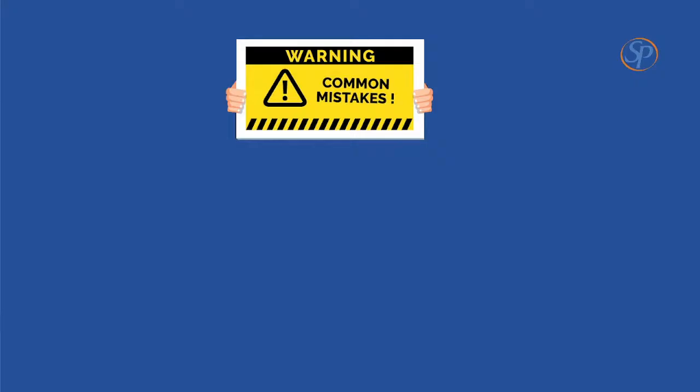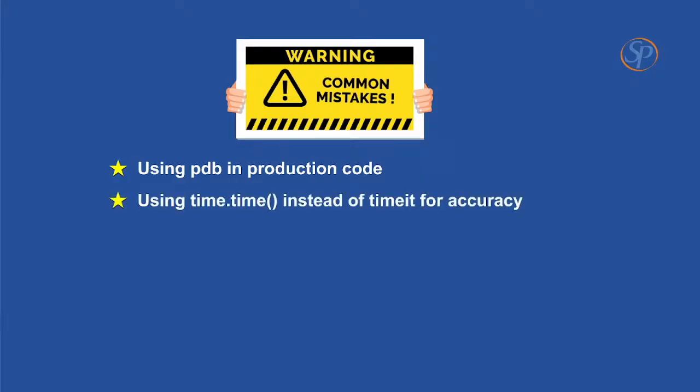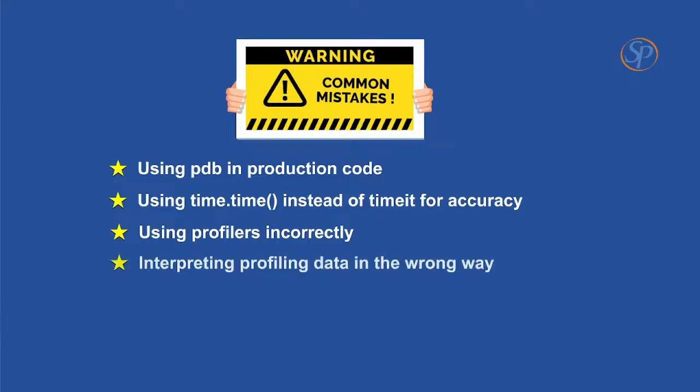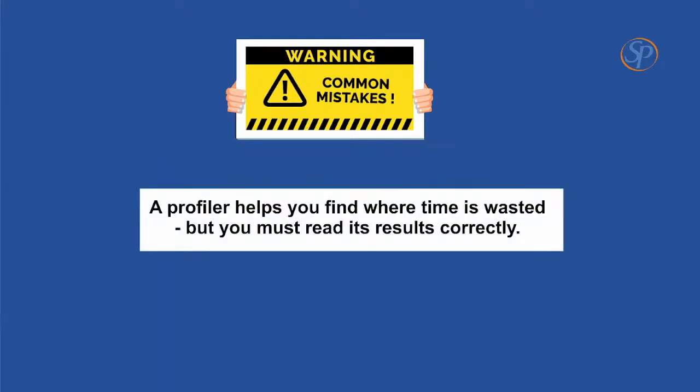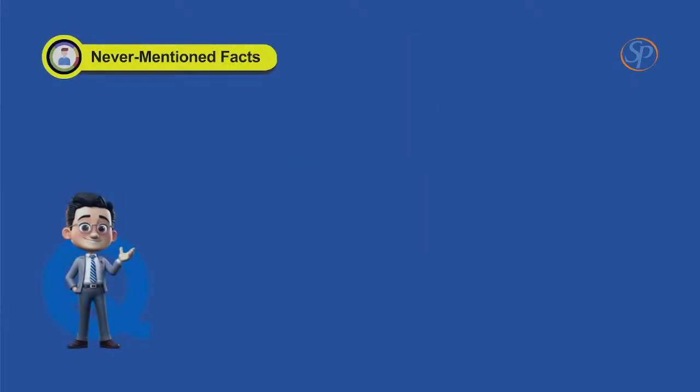Common errors. Developers also make these mistakes. Using pdb in production code, using time.time instead of timeit for accuracy, using profilers incorrectly, interpreting profiling data in the wrong way, not optimizing the right part of the code. A profiler helps you find where time is wasted, but you must read its results correctly.